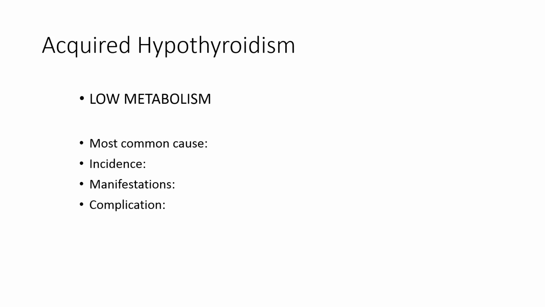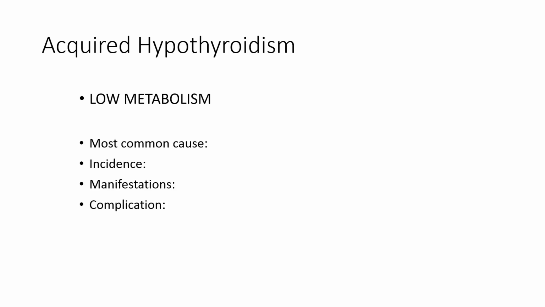Acquired hypothyroidism is what we're going to focus on. In terms of this, I want you to think low metabolism. When you see the word thyroid, the first thing I want you to think of is metabolism. Hypo means low. Okay? Every body system: if I told you your bowels were slow, then you would get manifestations of constipation. So if you think of all the systems and think low, then you're going to be able to figure out what those signs and symptoms are.